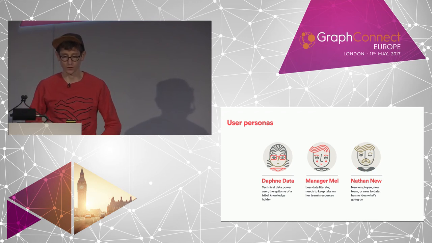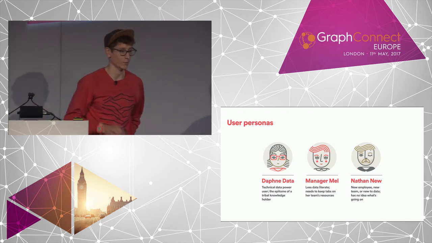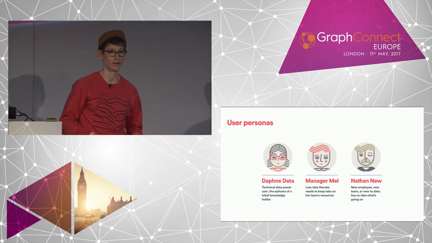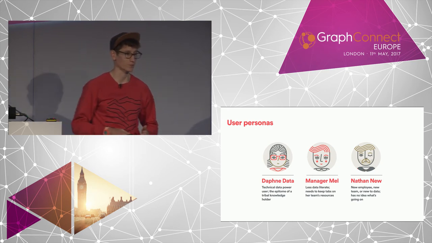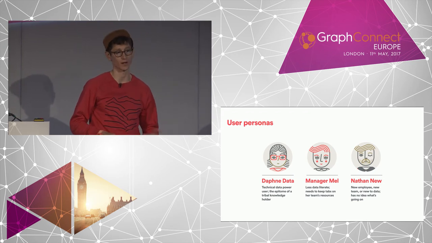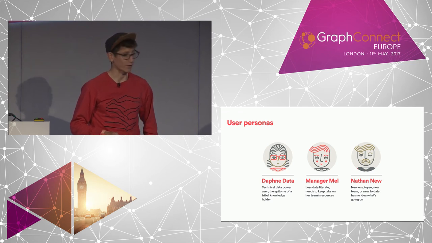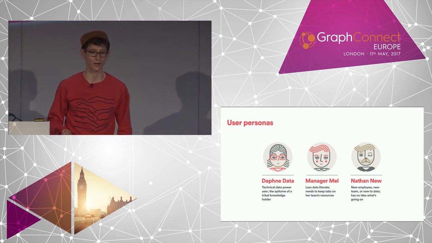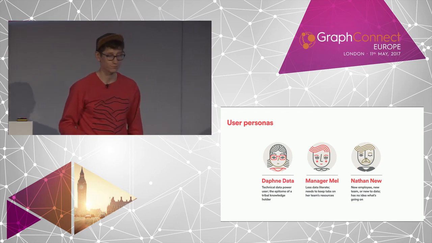So the first of these we'll call Daphne Data. She is a technical data power user, the epitome of a tribal knowledge holder. She's in the trenches tracing data lineage, but she also spends a lot of time explaining, pointing others to these resources. Next, we have Manager Mel. Perhaps she's less data literate, but she still needs to keep tabs on her team's resources, share them with others, and stay up to date with other teams that she interacts with. Finally, we have Nathan New. Maybe he is new to Airbnb, maybe he's working with a new team, or he's new to data. In any case, he has no clue what's going on and really quickly needs to get ramped up.